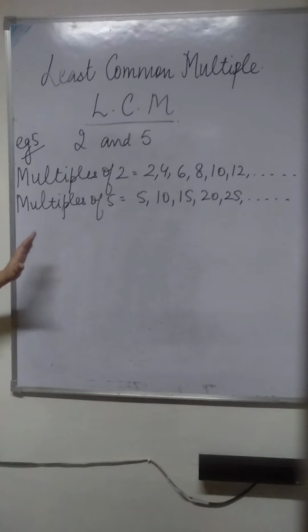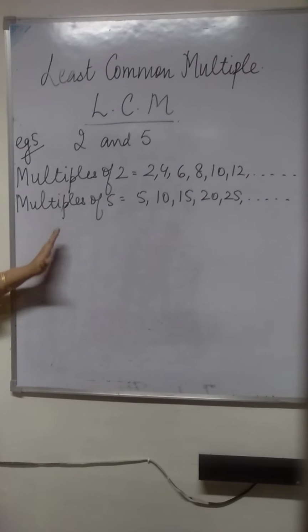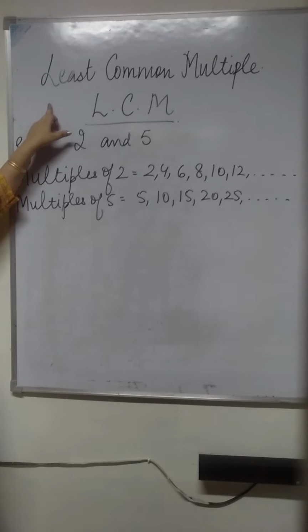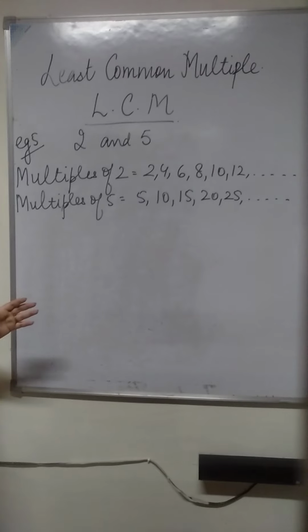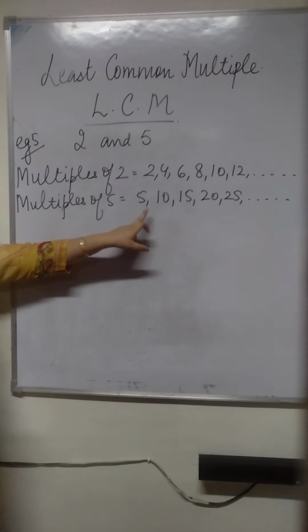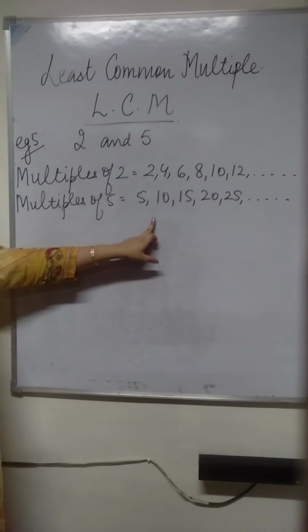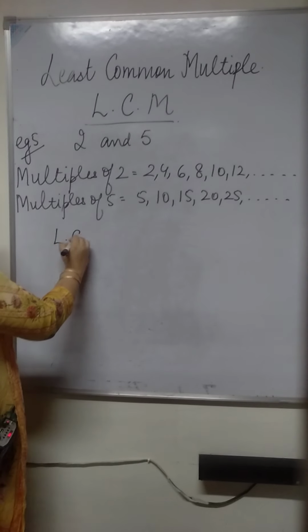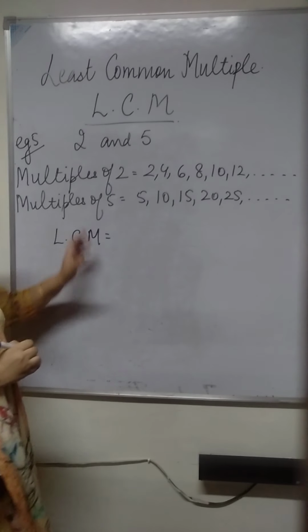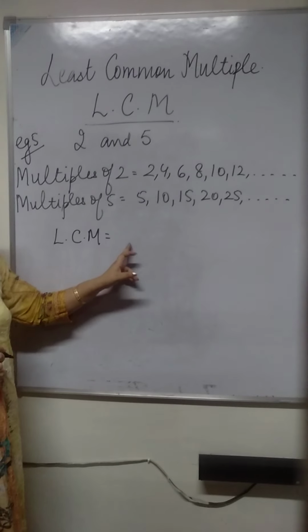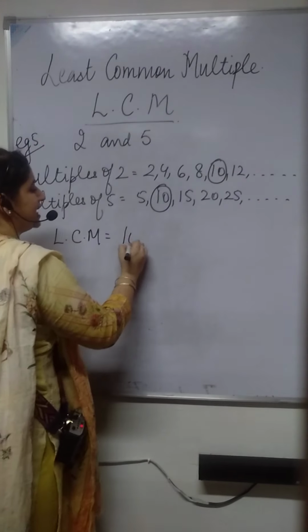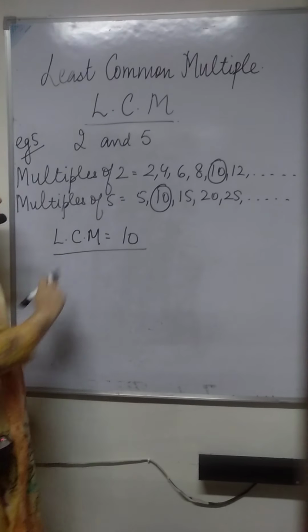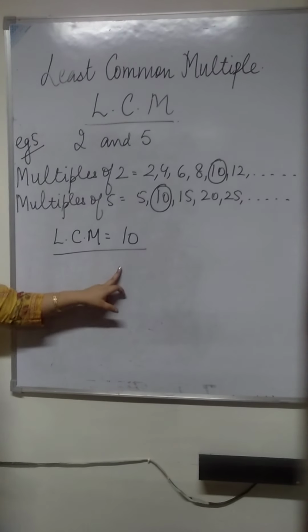Now I am going to write the common multiples of 2 and 5, and here we have to find the least common multiple. Least means the smallest, and obviously the smallest multiple will be the first common multiple of both the numbers. And you see the least common multiple, that is the first common multiple of both the numbers, here we can see is 10. So the LCM of the two given numbers, that is 2 and 5, is 10.